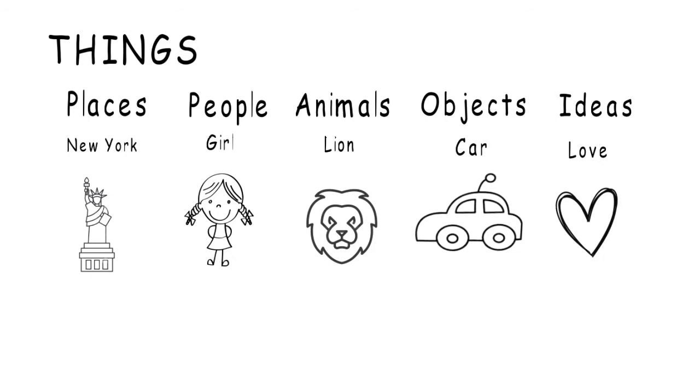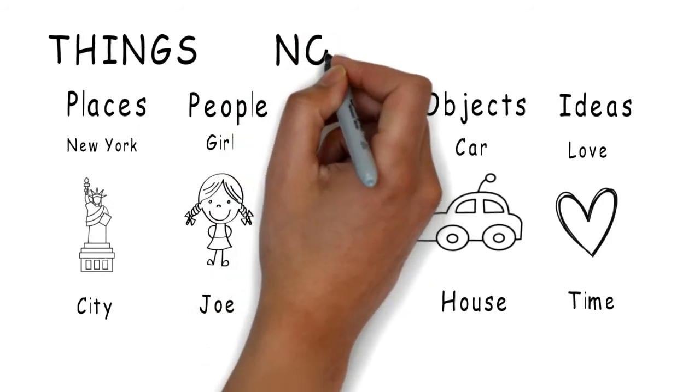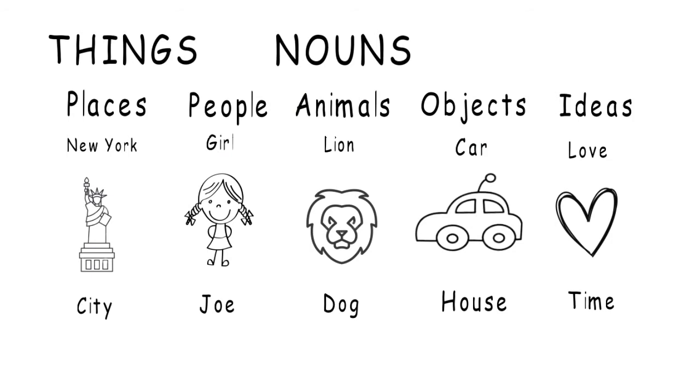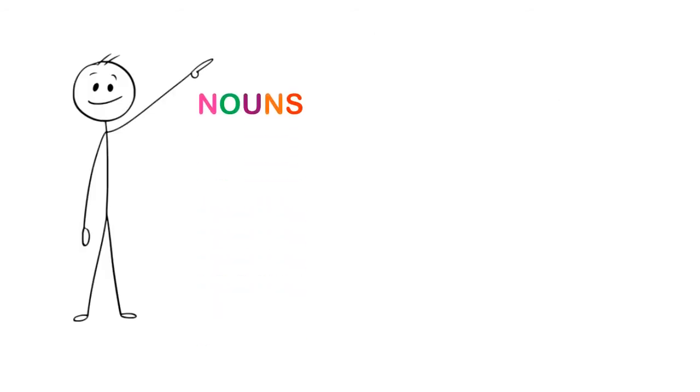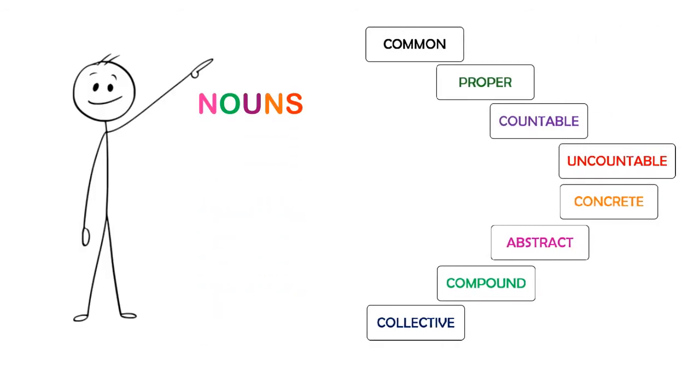Let's do one more. City is a place. Joe is a person. Dog is an animal. House is an object. And time is an idea. Now we know what things are, but things in English grammar are called nouns. We have 8 different types of nouns. Let's see them one by one.